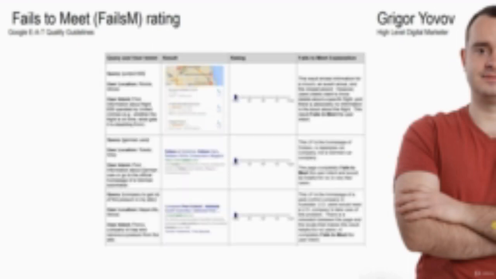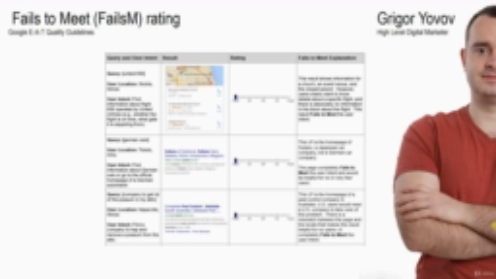I have 3 more examples of fails to meet ratings, and the first one is from Skokie, Illinois, and the query is United 656. User intent: find information about flight 656 operated by United Airlines. This result shows information of a church and event venue and the closest airport. However, the user clearly wants to know details about a specific flight, and there is absolutely no information in the block about the flight. This is the reason this result gets a fails to meet rating.